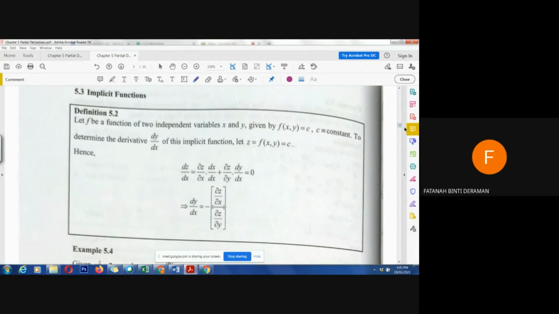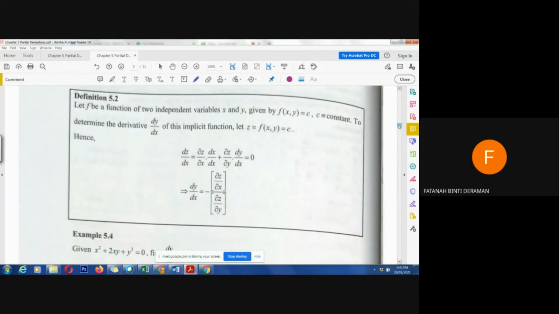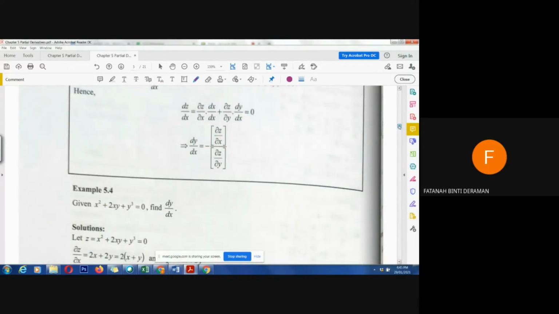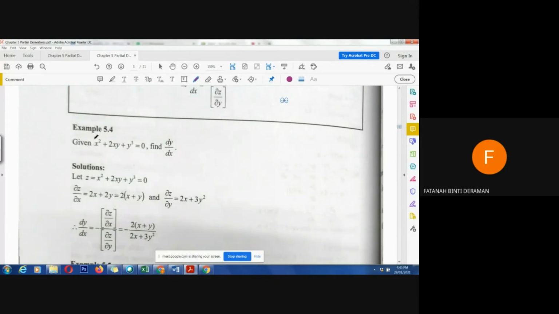This means... it's better to look at the example. If we have this function, find dy/dx. So what should we have? We need to find, okay, z equals this. So we find dz with respect to x.